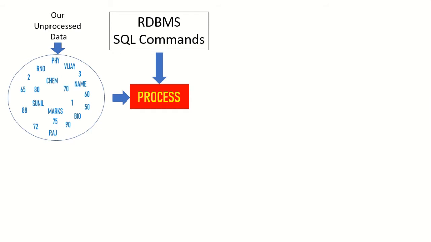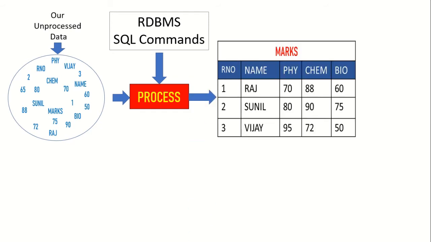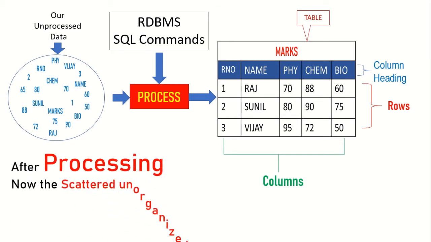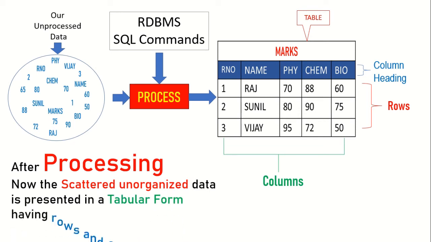Once the data is processed, the data is presented in the form of a table, which contains rows and columns, column headings, and a table name. So, after processing, now our scattered unorganized data is presented in tabular form having rows and columns.